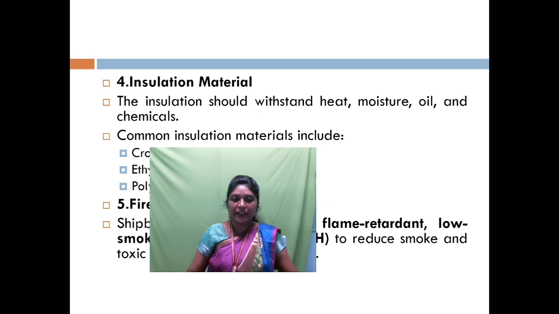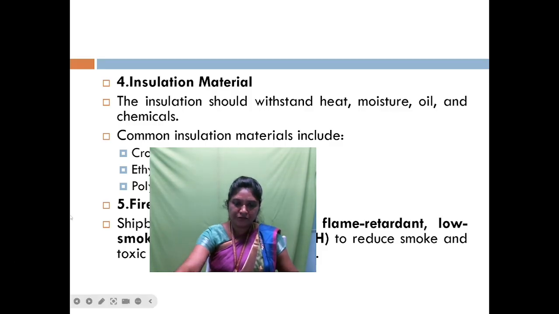Next is insulation material. The insulation material should be capable of withstanding heat, moisture, oil and chemicals. The common insulating materials are cross-linked polyethylene, ethylene propylene rubber, and polyvinyl chloride. These are the common types of insulation material required.